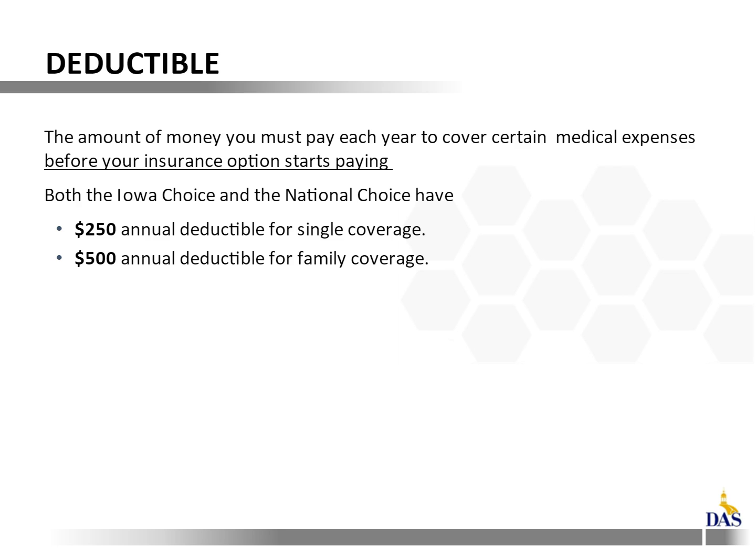A deductible is the amount you pay each year to cover certain medical expenses before your insurance option starts paying. Both Iowa Choice and National Choice have $250 annual deductible for single coverage and $500 annual deductible for family coverage. Health services requiring a copay do not require you to meet the deductible beforehand.